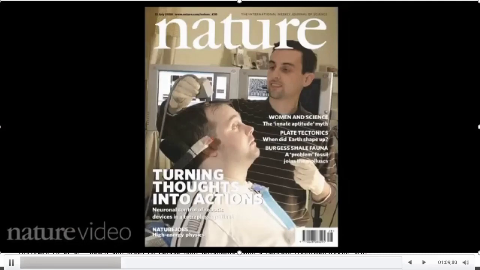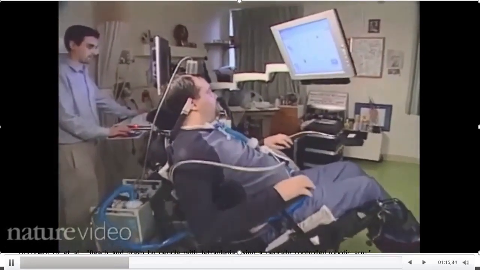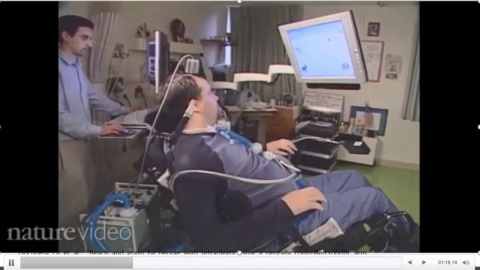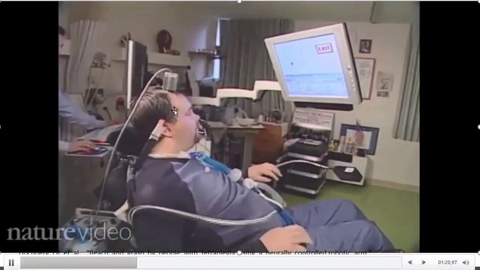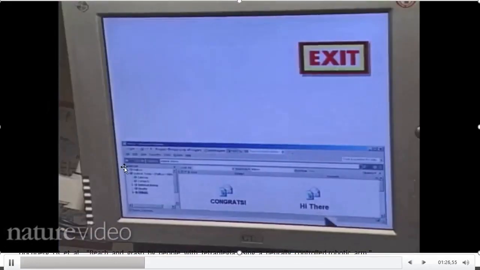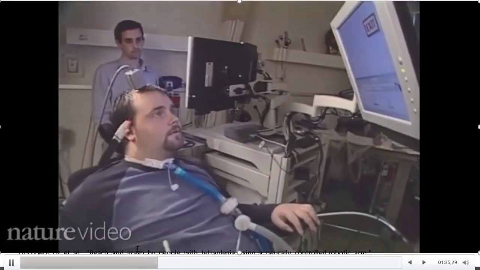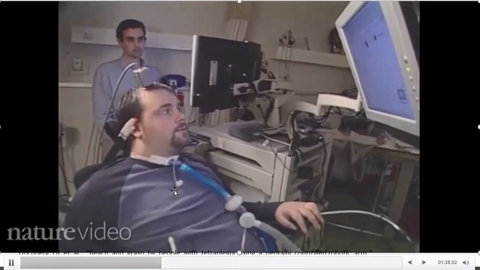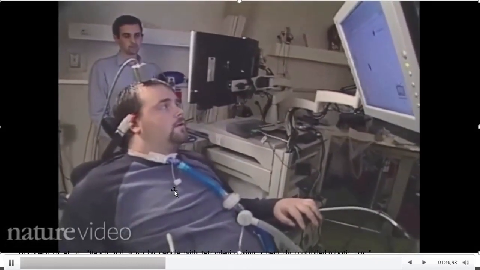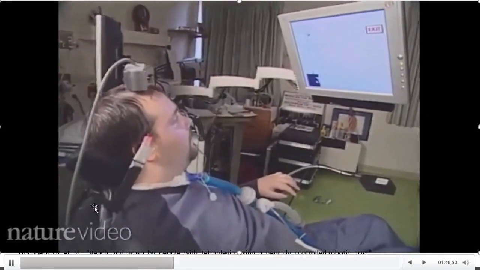Another example of a brain machine interface system is shown here. This is again earlier work that has been published in the Nature journal. So we see a person, totally paralyzed. He has the implanted electrode and he can control the cursor using his thoughts. This is one of the very important applications of brain-machine interfaces for paralyzed people.